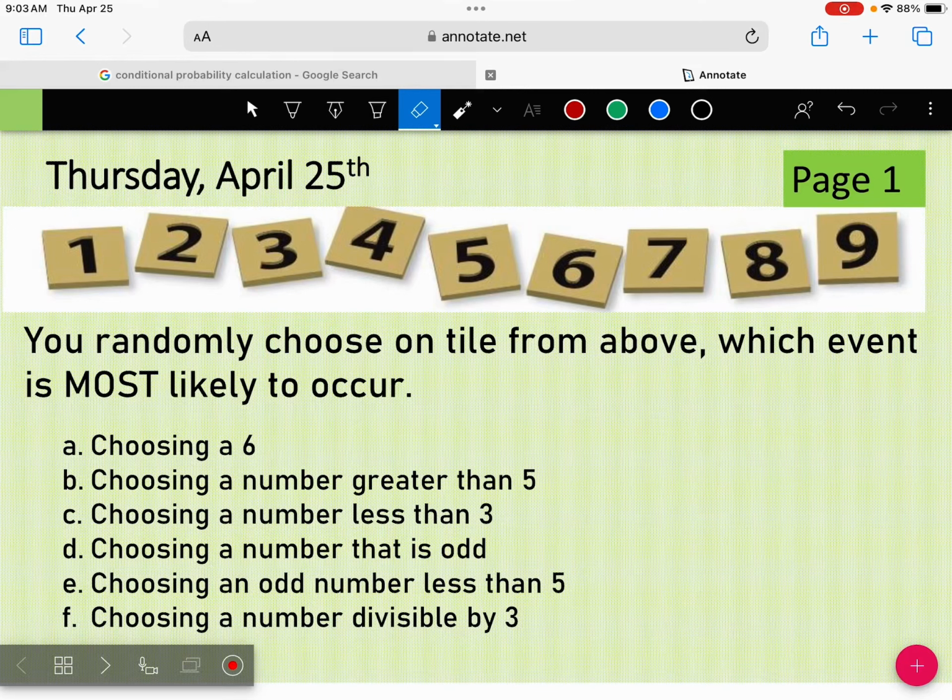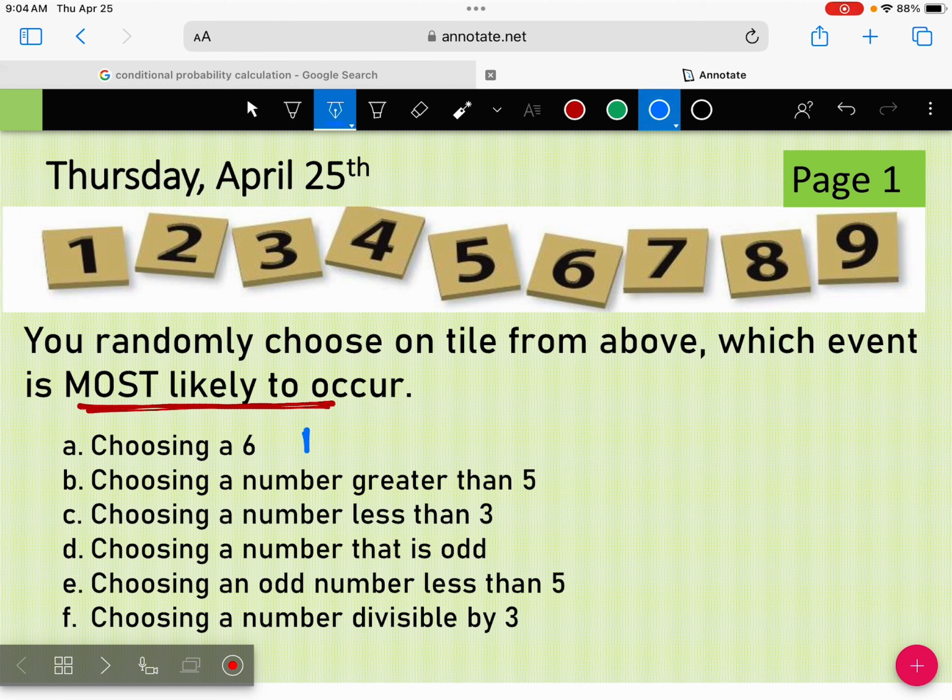And we have to figure out which event is most likely to occur. So we're talking about probability today. What event is most likely to occur? So we have 9 tiles across the top. How many tiles do we have a number 6 on? How many tiles have a number 6?